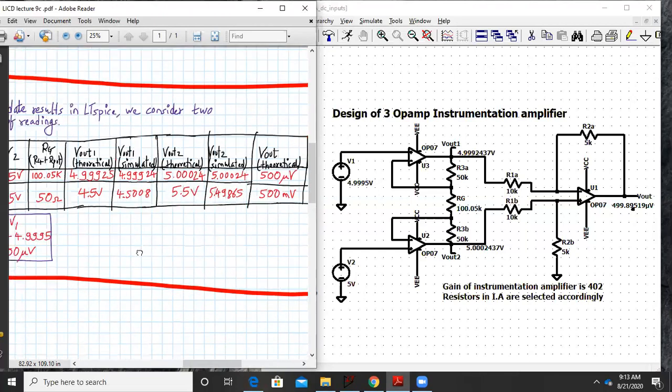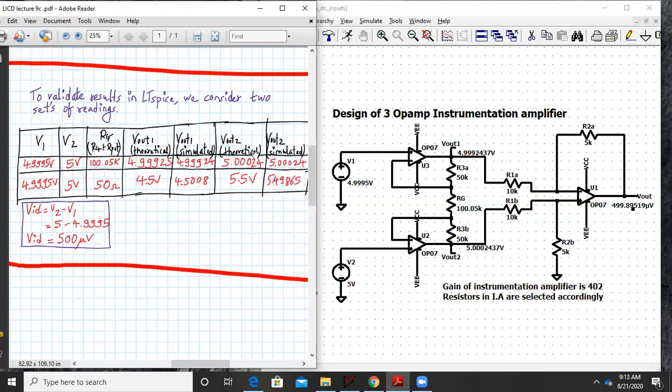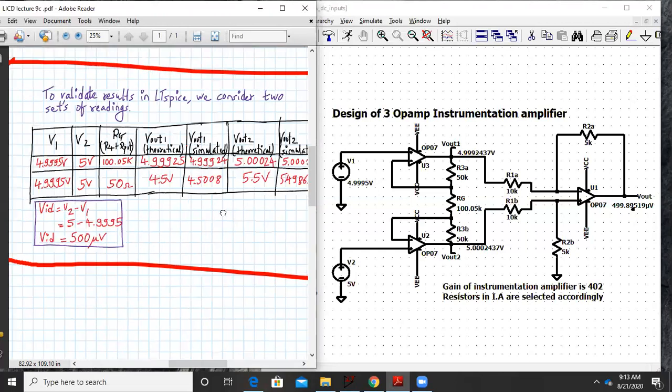The theoretical values of V out 1 and V out 2 are also exactly the same. Now we go on to the second case. Here in the first case, we have considered RG to be RG max. So it was basically 100K plus 50 ohms. So that's why we have written here 100.05 kilo ohms.